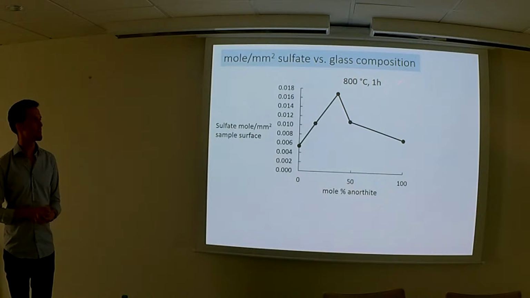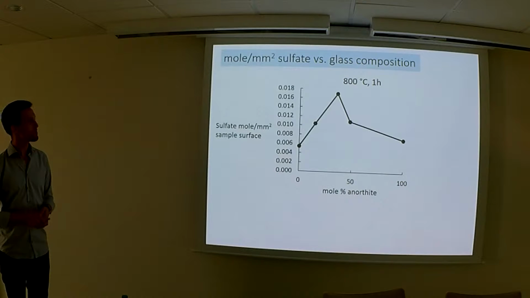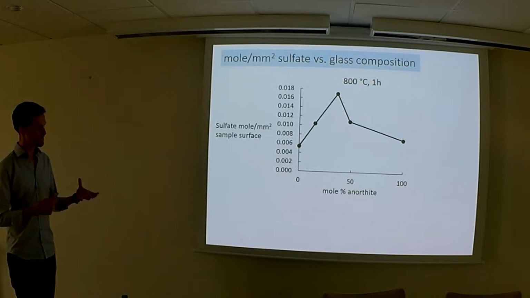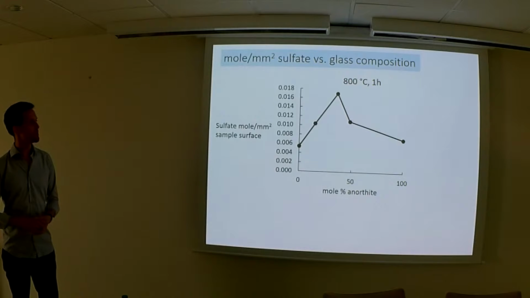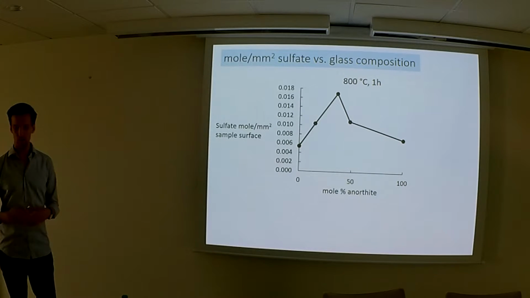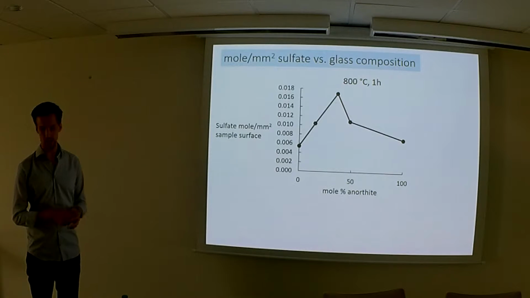I'm only going to show you results at 800 degrees, so this is 800 degrees for 1 hour. And on the x-axis we have the mole percent of anorthite. So this is the diopside end member, this is the anorthite end member. Here in the middle is the eutectic composition and another one on either side. Actually, these two glasses were chosen so that they have exactly the same liquidus temperature. And what we observe is the same thing that we already qualitatively could observe on the SEM images, which is that the end member glasses have produced much less sulfate than the eutectic composition.